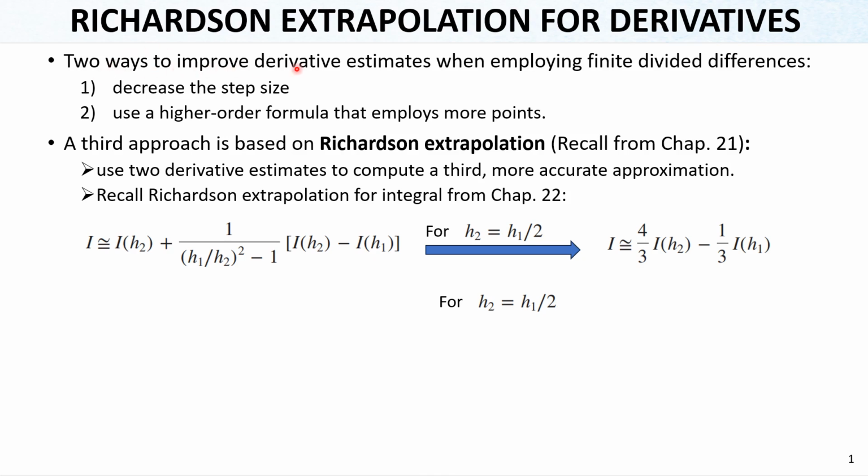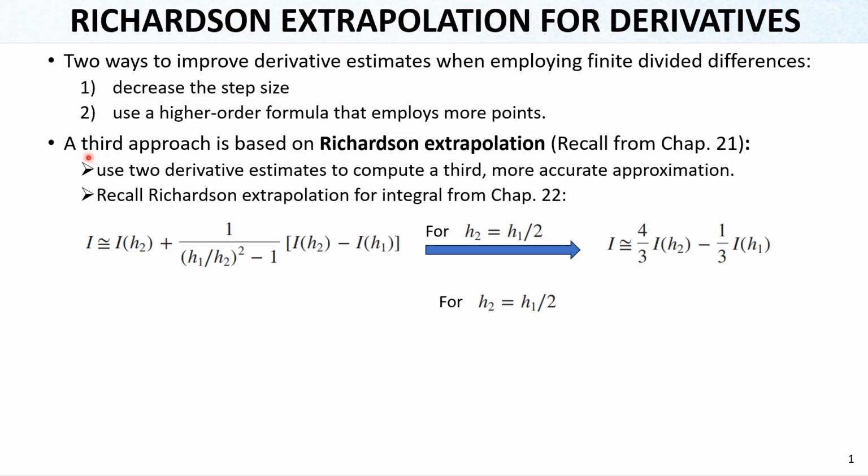Two ways to improve derivative estimates when employing finite divided difference. Decrease the step size. This is actually about the existing formulations that we showed in the previous slides. In those, we usually decrease the step size to improve the estimates or accuracy, or use a higher order formula that employs more points. But these can be time consuming and can require additional effort.